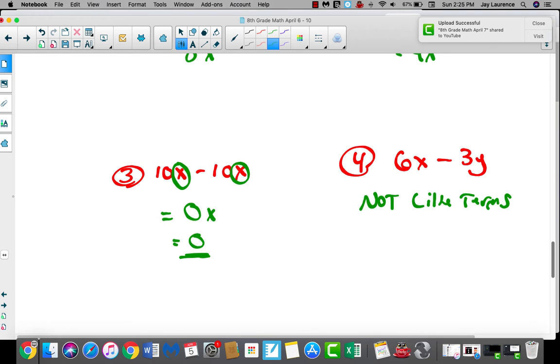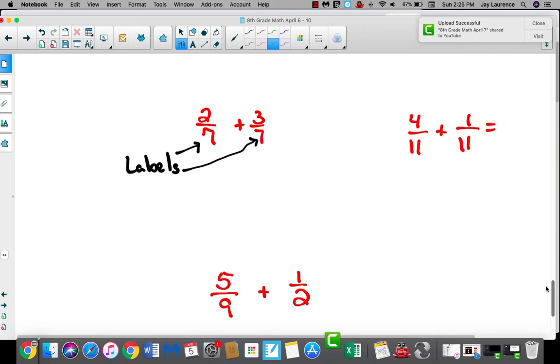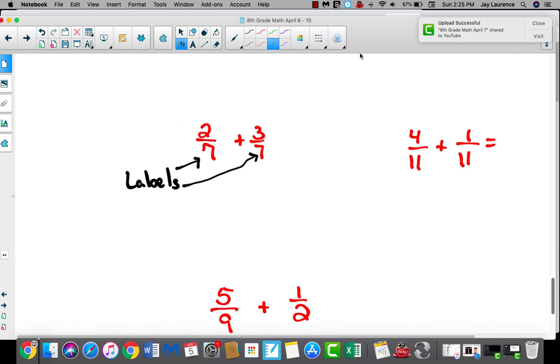Now, why the heck am I talking about this when I'm getting ready to go off on a tangent about fractions? Because I think about these really differently, ladies and gentlemen. See this problem, 2/7 plus 3/7? I think of this as 2/7, just like this is 2x's. This is 3/7, just like 3x's. 7th is the label. They are like terms because they're both 7ths. How many 7ths do I have? Well, I have 2 here and 3 here, so therefore I have 5/7.